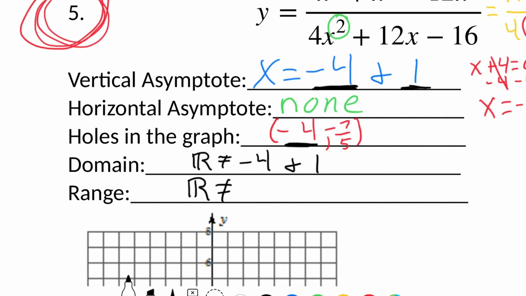Now our range. There was no horizontal asymptote, so from our horizontal asymptote, we are not skipping any y values. However, there is a hole that includes a y value of -7/5. So we are skipping that value for our holes. So that would be our number 5.